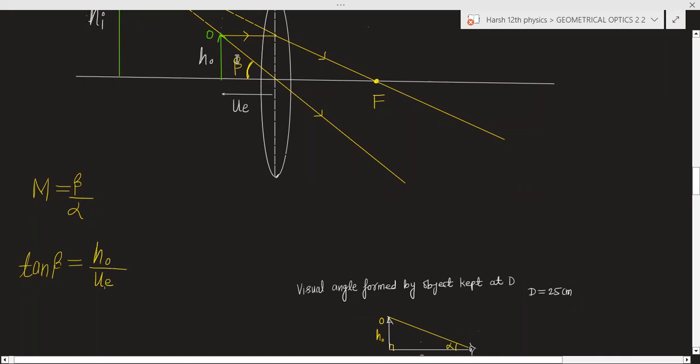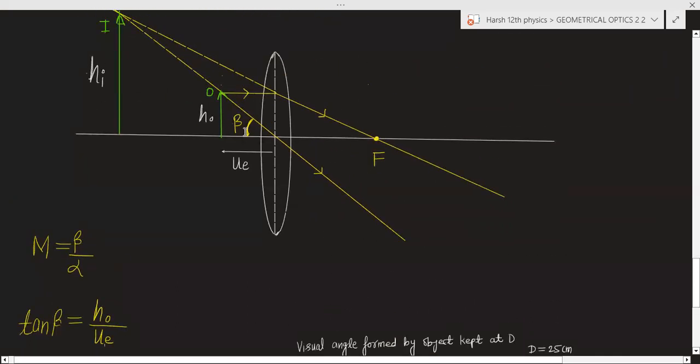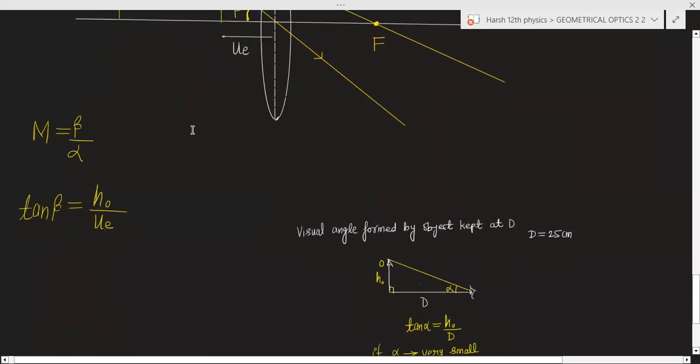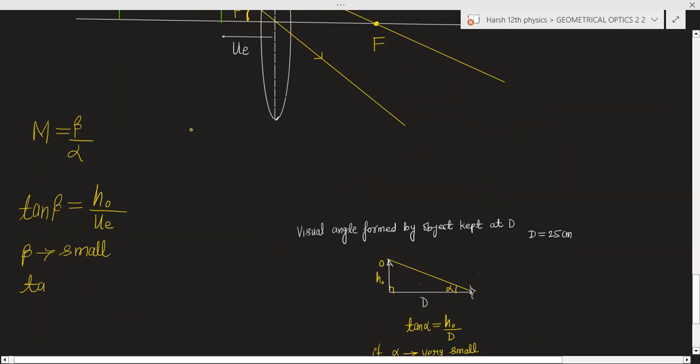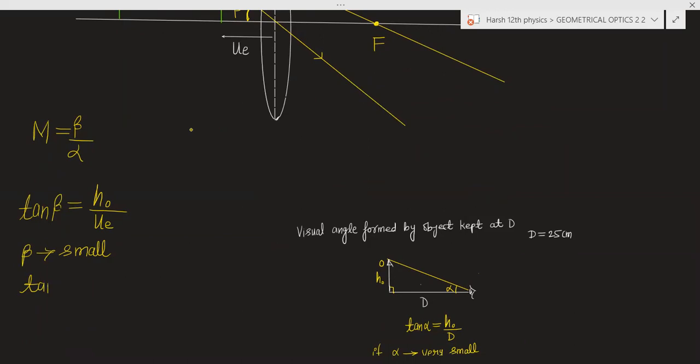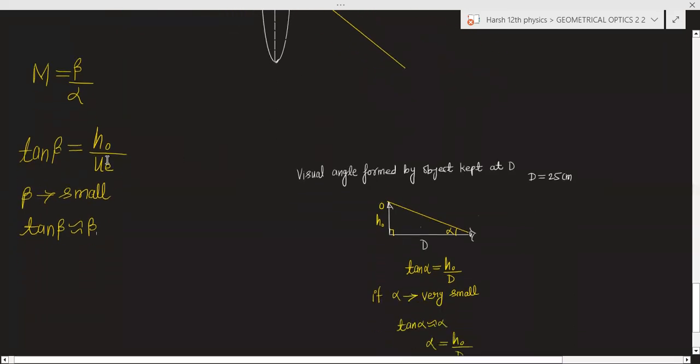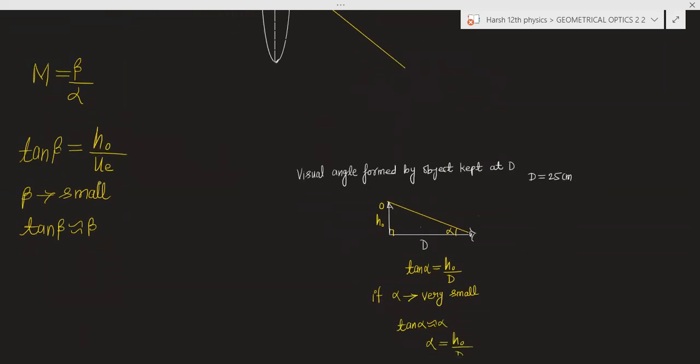This beta angle is a small angle. So instead of tan beta, you can write beta, and that will be h naught by ue. So beta you can write as h naught by ue.